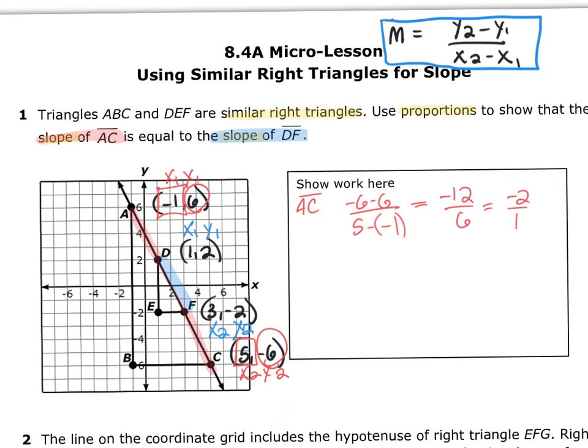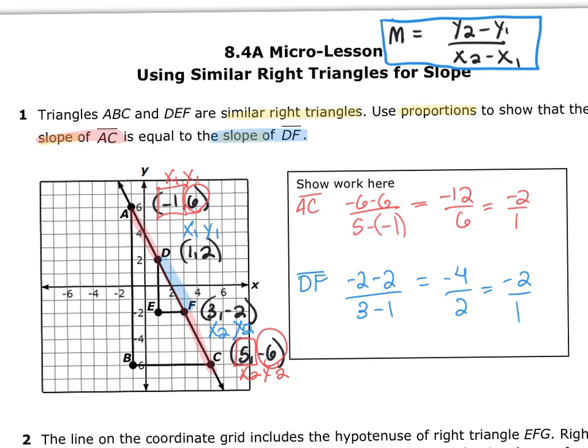So let's calculate the slope of DF. All right, y2 minus y1 is going to be -2 for y2, minus 2 for y1. And then x2 minus x1 is just going to be 3 minus 1. Great. -2 minus 2 is -4. And 3 minus 1 is 2. So this gives me -2 over 1.